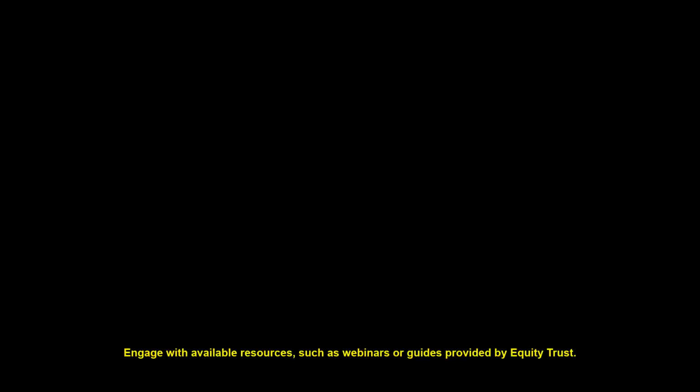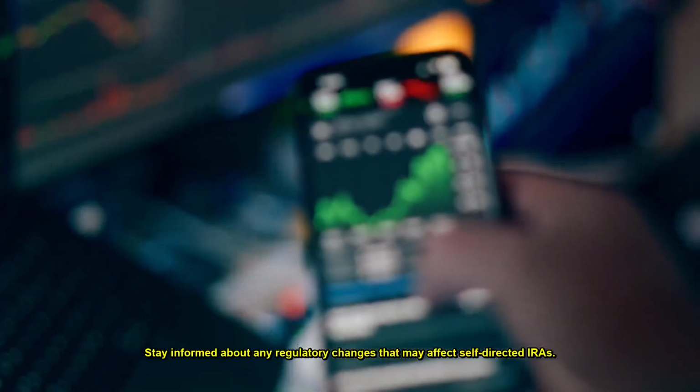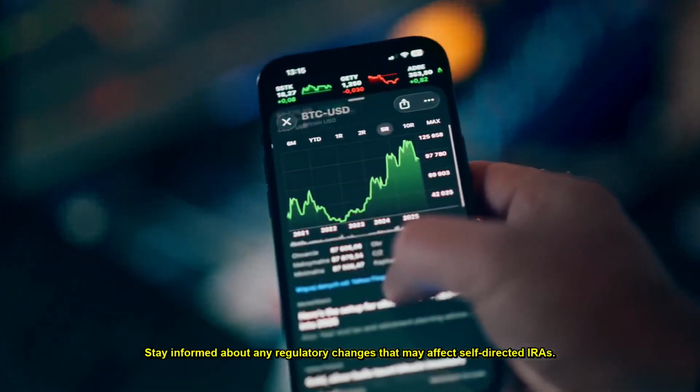Engage with available resources such as webinars or guides provided by Equity Trust. Stay informed about any regulatory changes that may affect self-directed IRAs. Finally, schedule periodic reviews of your investment strategy to ensure alignment with your goals. Updating your self-directed IRA with Equity Trust is a straightforward process that can help optimize your investment potential.